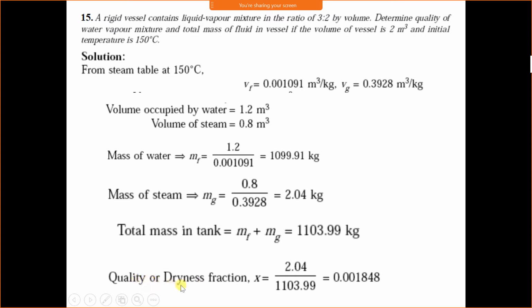The quality or dryness fraction X is equal to, we know the formula, the mass of vapor upon total mass. The formula of dryness fraction is mass of dry vapor upon total mass. Now mass of dry vapor is 2.04 kg and total mass is 1103.99 kg.